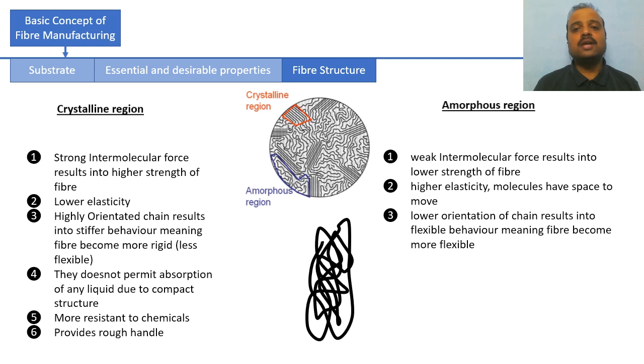The amorphous region allows any liquid to be absorbed due to the presence of voids or space between the polymeric chains. In general, if a higher number of amorphous regions are present in the fiber, the fiber becomes more absorbent in nature.